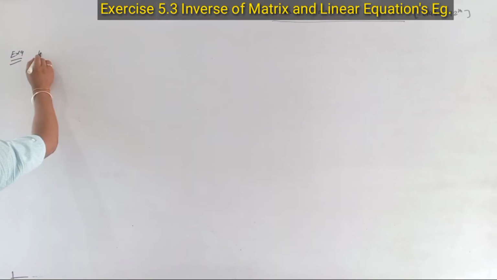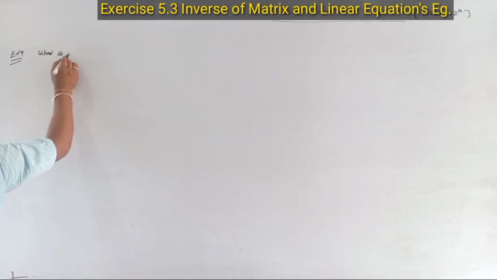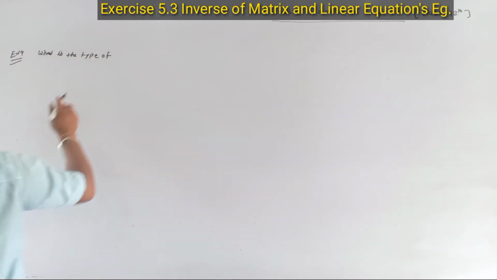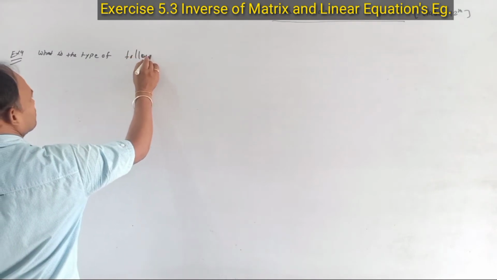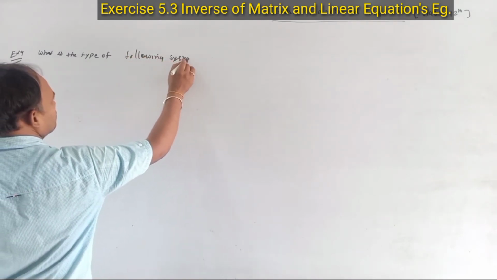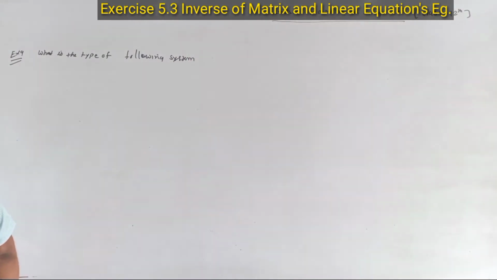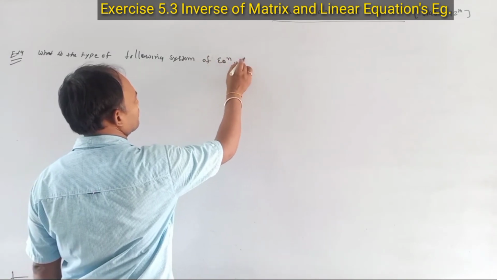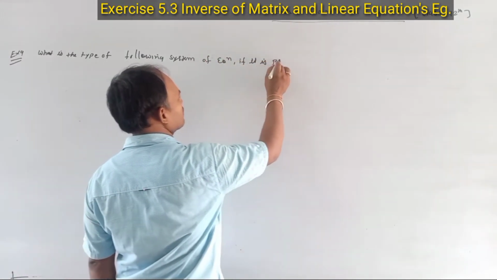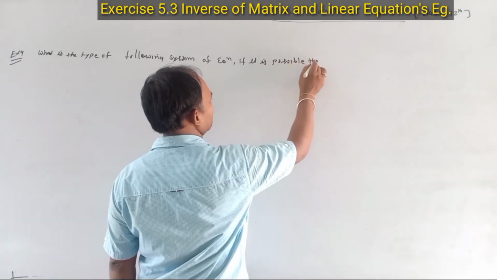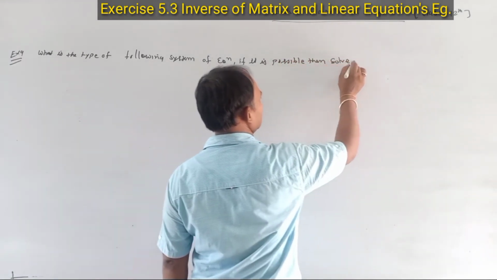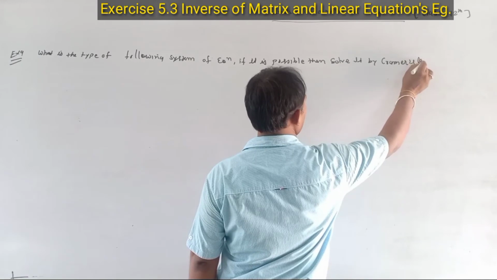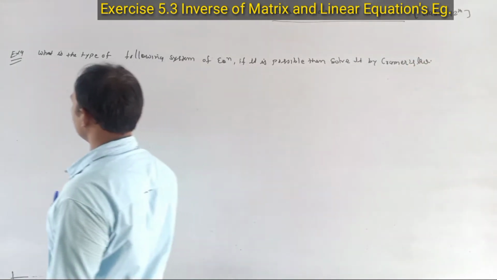This is a simple question. We are going to solve what is the type of following system of equation, if it is possible, then solve it by Cramer's law.